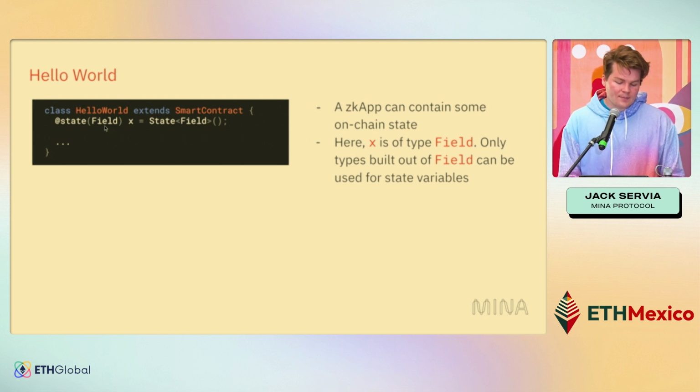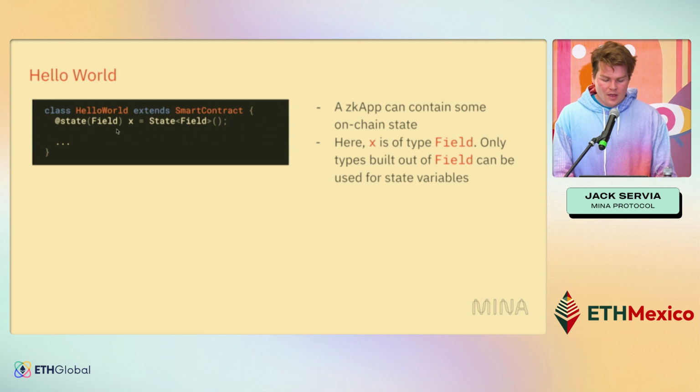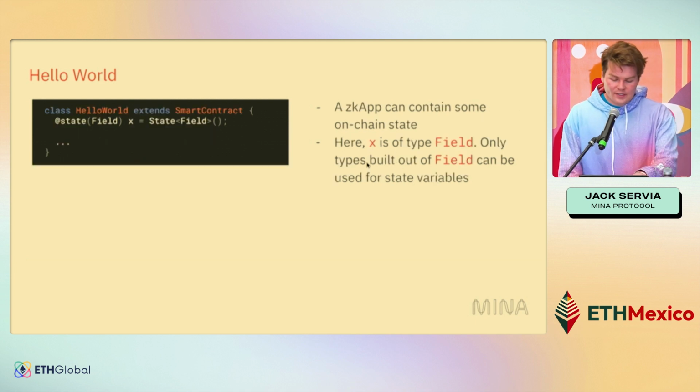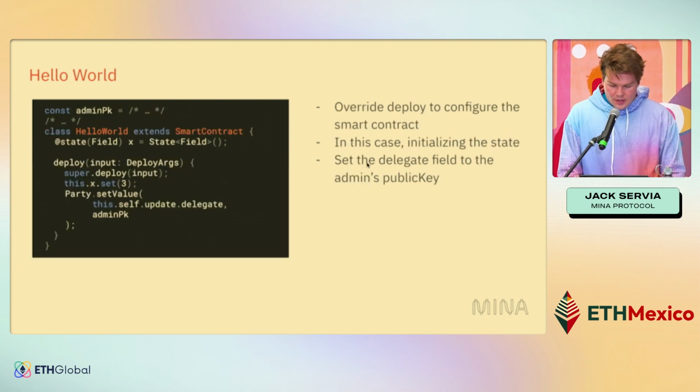So we could change this field type to like public key or uint64, any kind of type that's comprised of fields in order to make them easier to work with, but in this case, we're just using field. And so yeah, this is a part of on-chain state now.